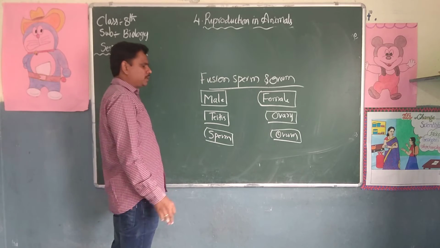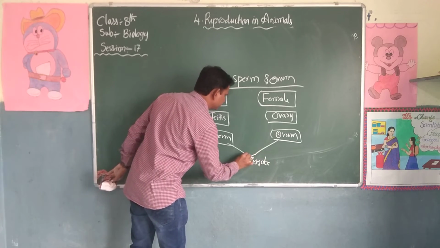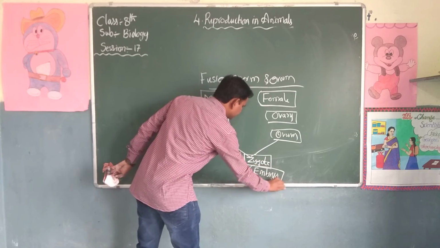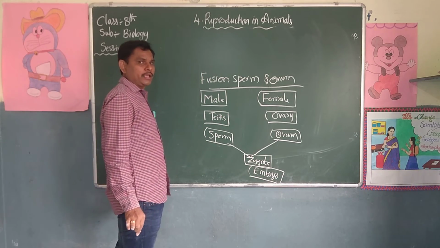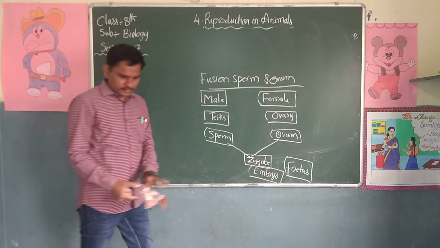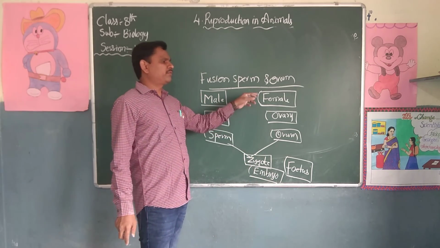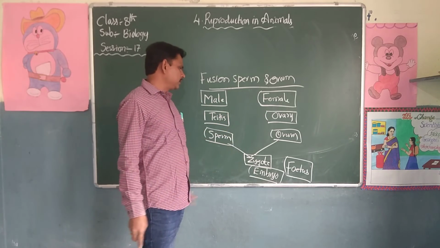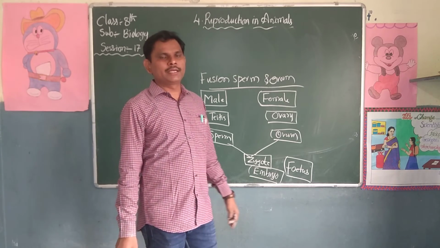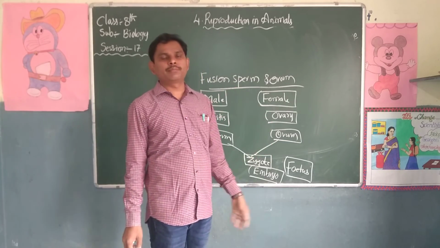When fusion takes place between sperm and ovum, what happens? A zygote is going to form. This zygote will develop into an embryo. After 3 months, we are not supposed to call it an embryo, we should call it a fetus. From the male testes, sperm is released. From the female ovary, ovum is released. When fusion takes place, the zygote forms and develops into an embryo, and after 3 months it is called a fetus, developing in the uterus of the female body.